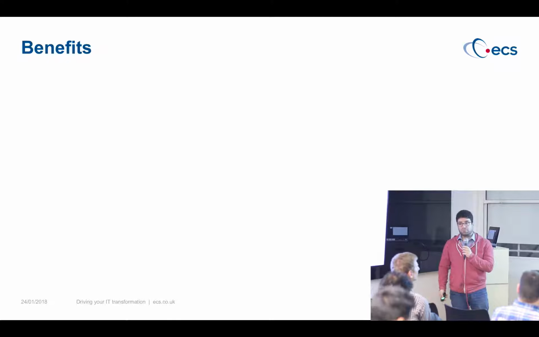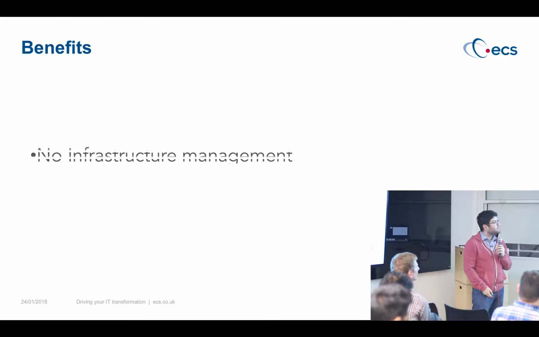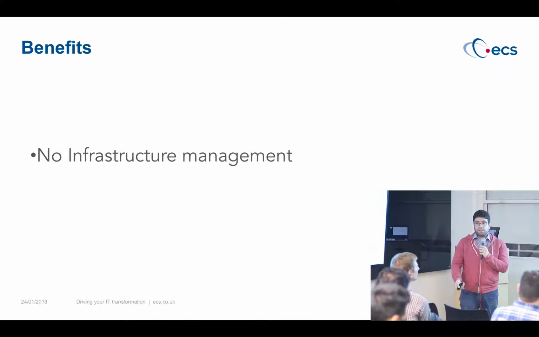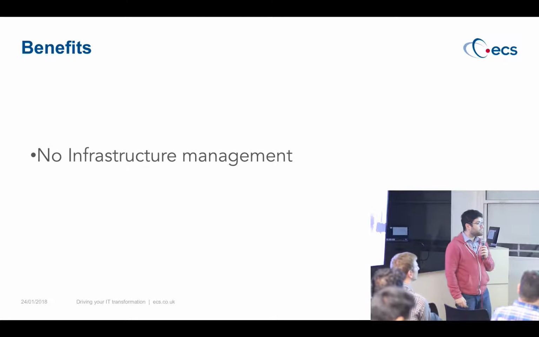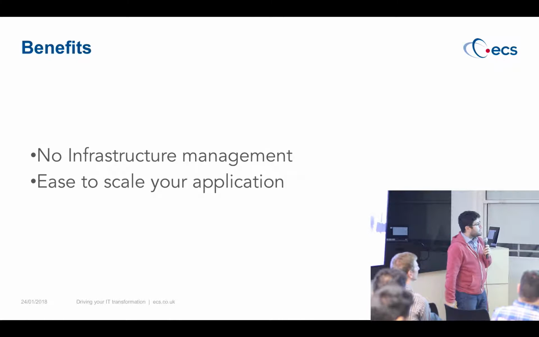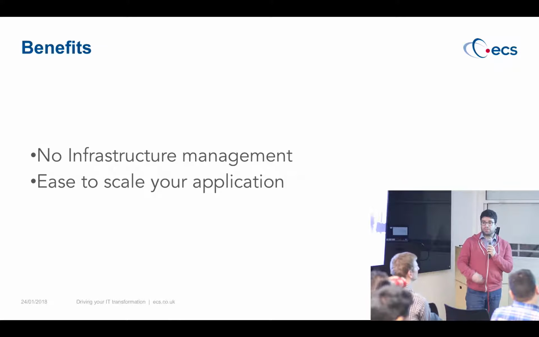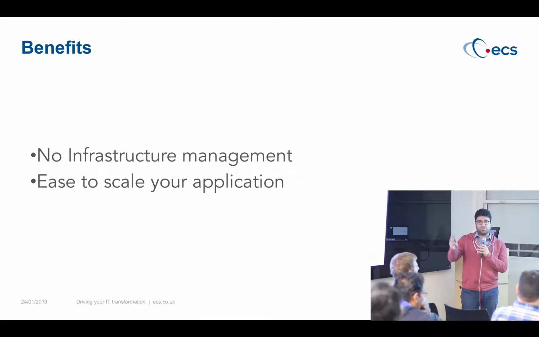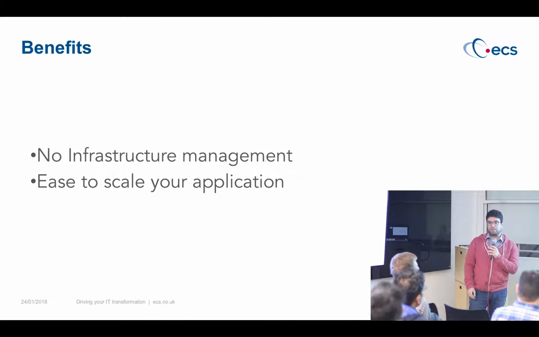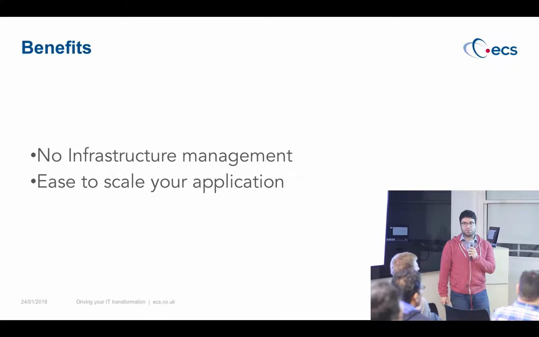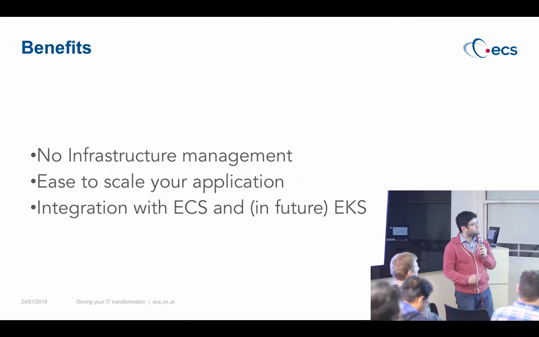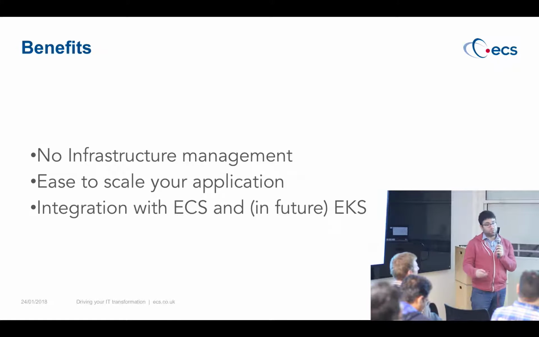The benefits of this approach you can see directly. There is no infrastructure management, no patching, as I said, no scaling, no taking care of your servers so they don't go down, no auto-scaling groups. It's easy to scale your application. If you tell ECS, or Kubernetes, to scale to a specific limit, AWS will take care of that. You don't have to think about the underlying infrastructure. And then it is automatically integrated with the Elastic Container Service, and in future, when it is available to everyone, with EKS.